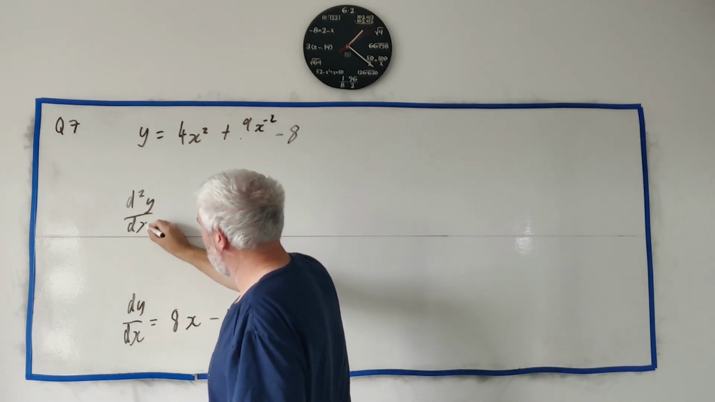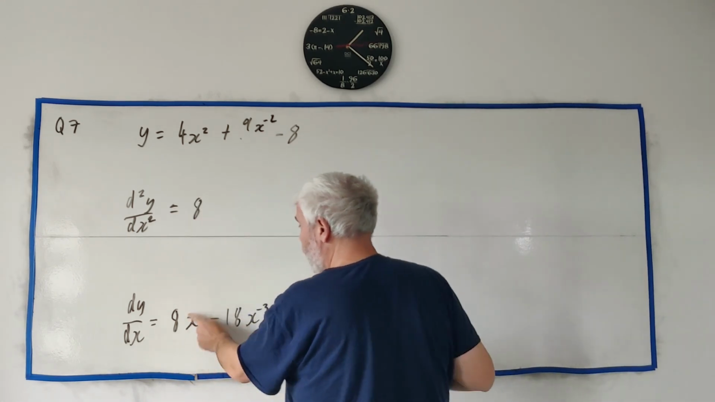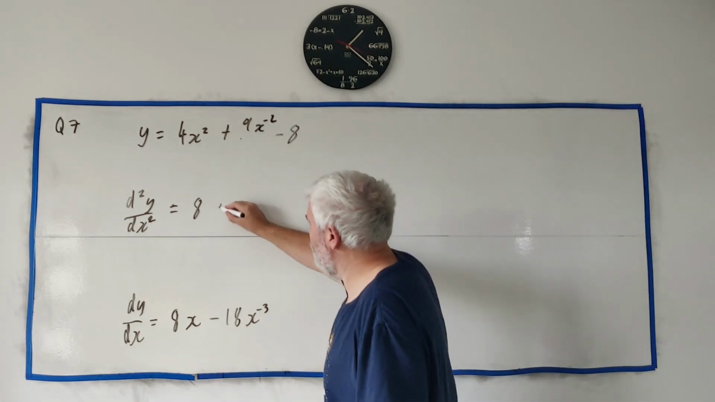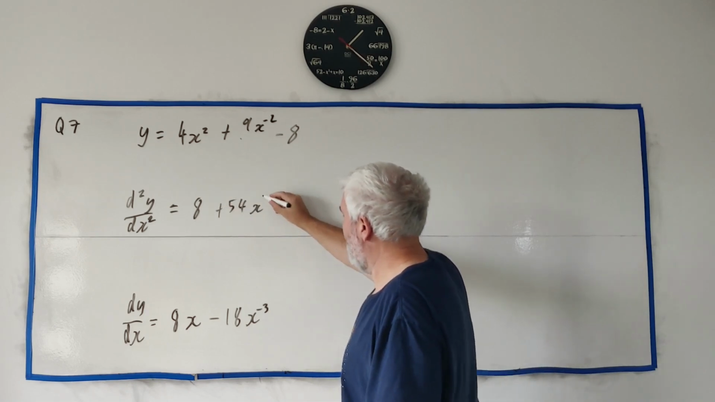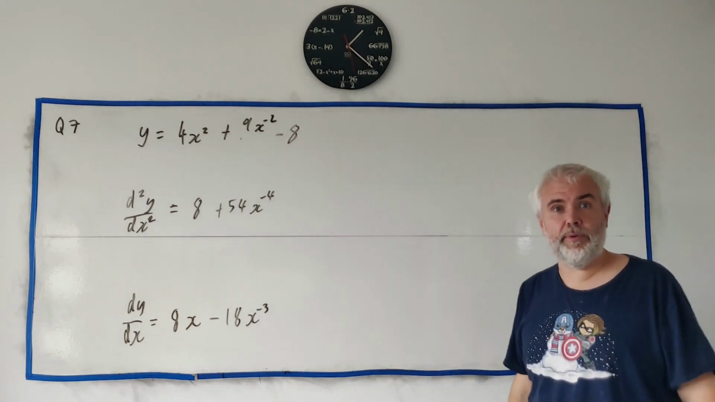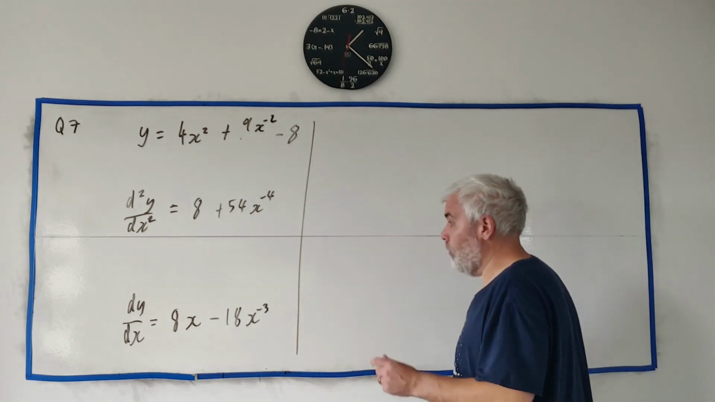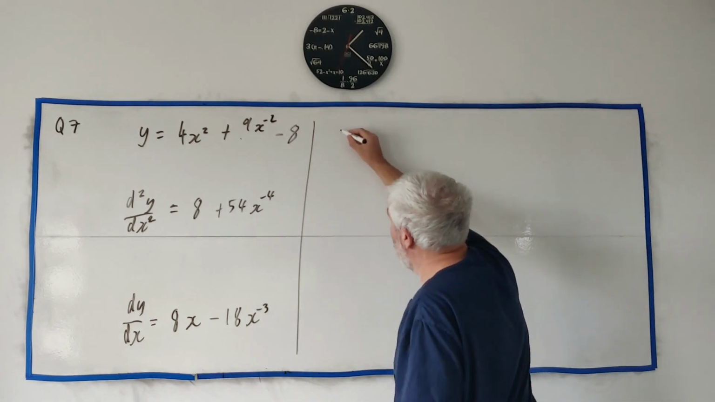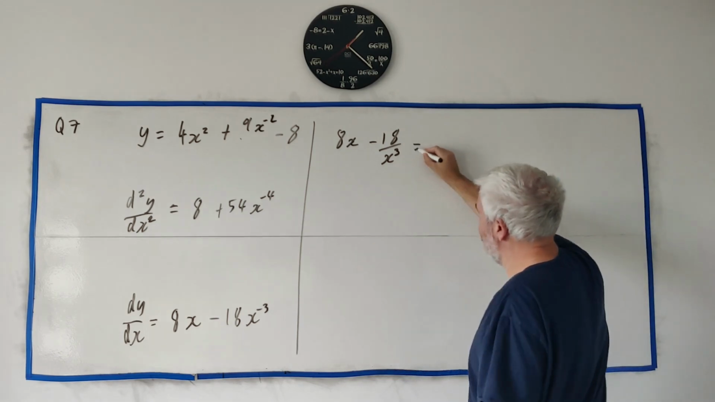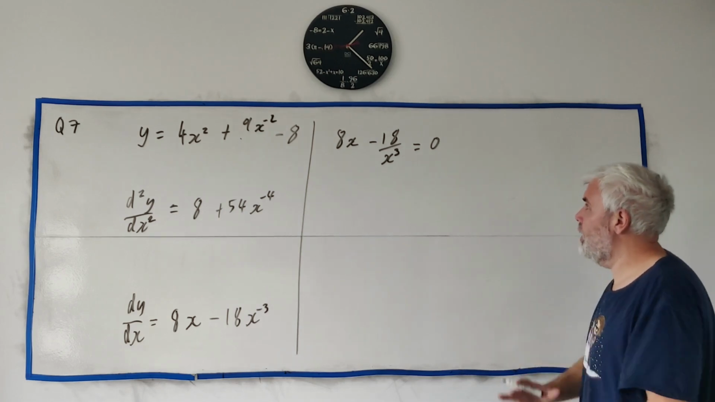The second derivative is equal to, we just differentiate this. This becomes 8, 1 multiplied by 8. This becomes minus 3 times 18, which is plus 54 times x to the minus 4. That's the second derivative. We can use both of those pieces of information to find these stationary coordinates. First of all, let's put this one equal to 0. So that's 8x minus 18 over x cubed is equal to 0. And we solve this. It's one equation with one unknown. We should be able to do it.